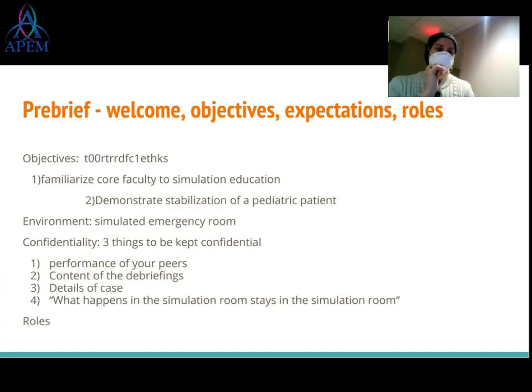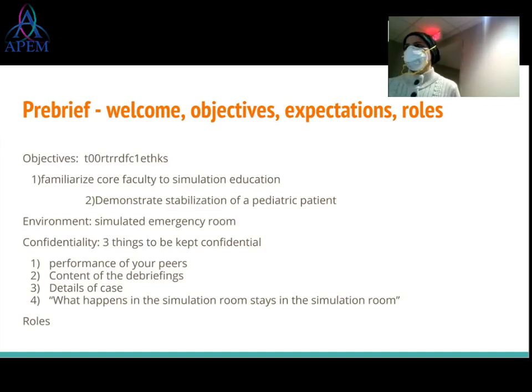The objectives really are to familiarize you with simulation education in the SimLab and to put you through one thing that our residents will be going through. And the second, and this is the pre-brief part, is to demonstrate stabilization of a pediatric patient, to give you an idea of what you're going into. The environment is just going to be a simulated emergency room.